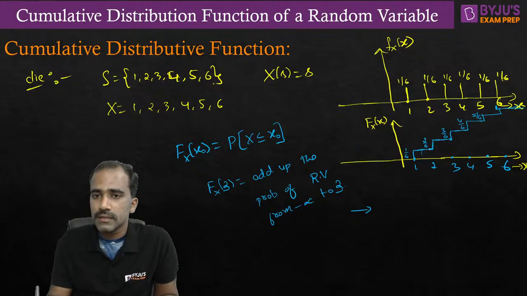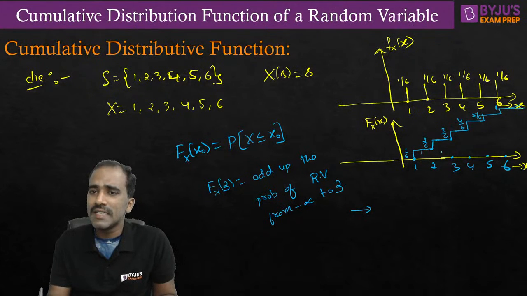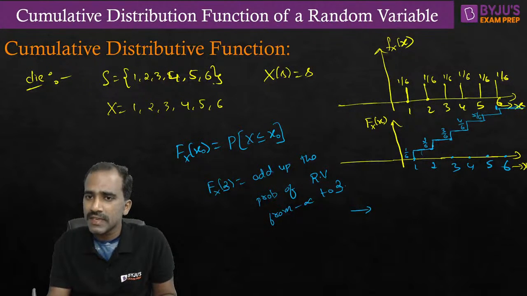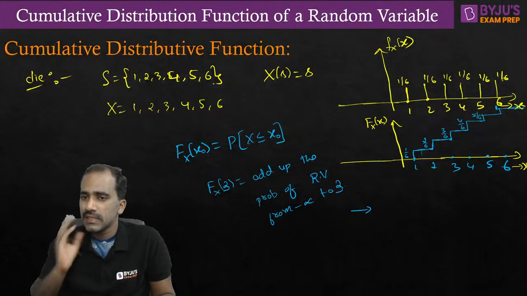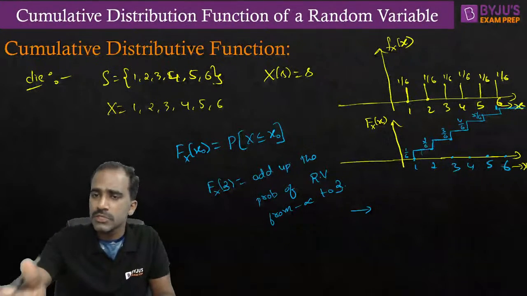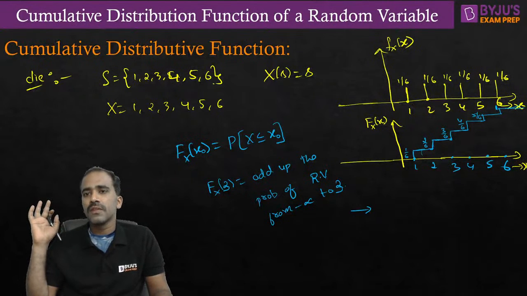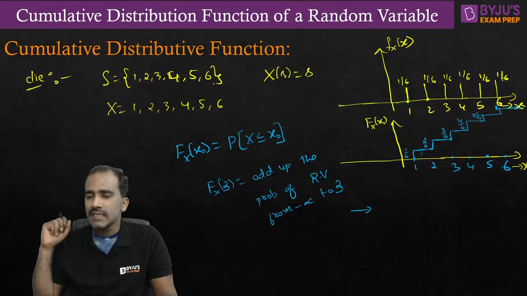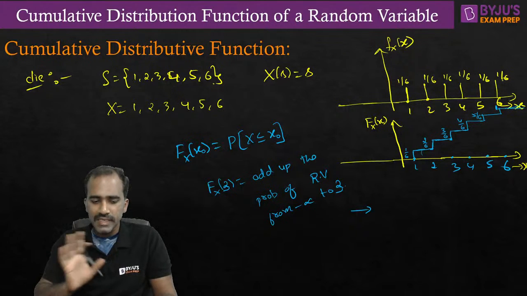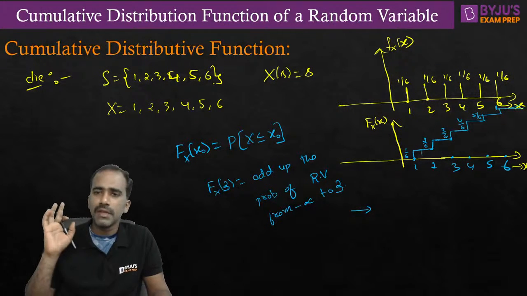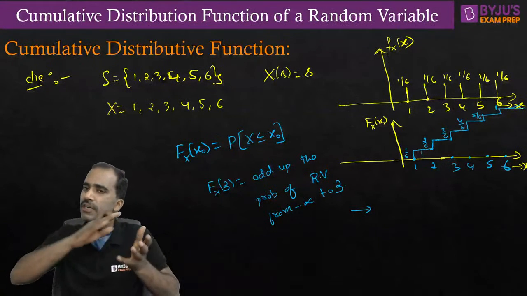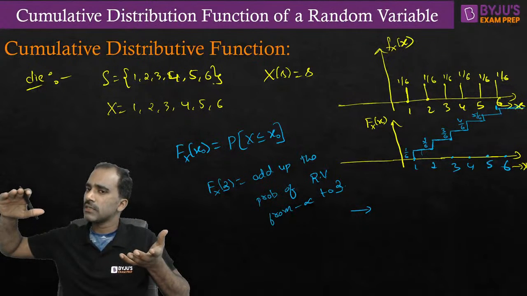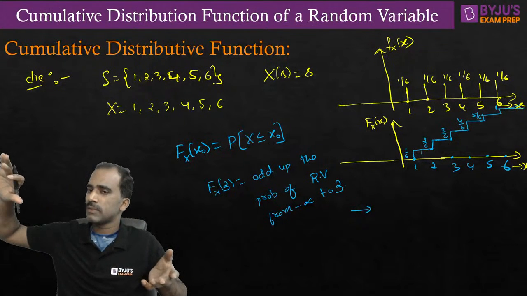See this one, CDF. Is it ever decreasing? Has it ever decreased? See this graph. It has stayed constant, it has increased, but it has never decreased. Can anyone tell me why the CDF has never decreased? Not only in these two graphs, in any CDF graph, we will never see a decreasing shape. In a cumulative distribution function of any random variable, it will only increase as you travel from minus infinity to plus infinity. It will stay constant or increase, but no decreasing. Why?